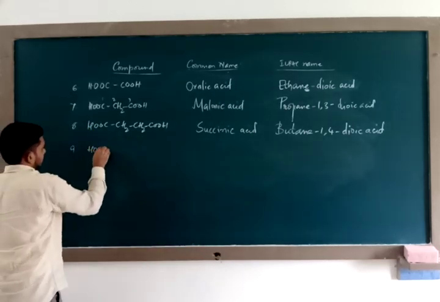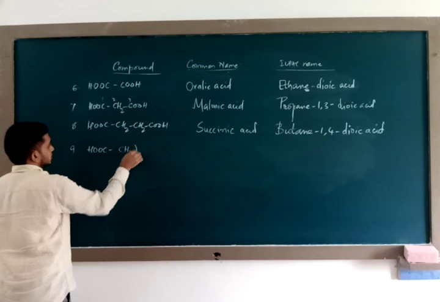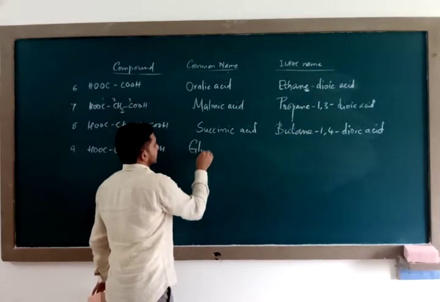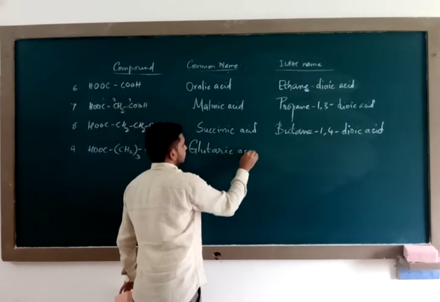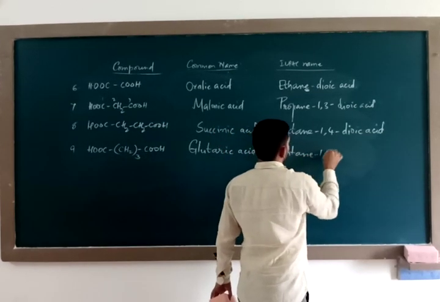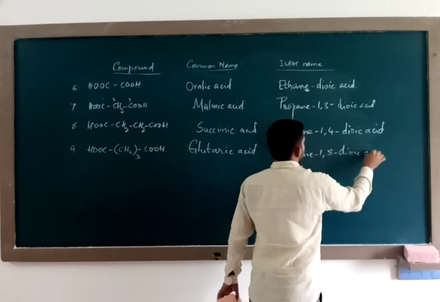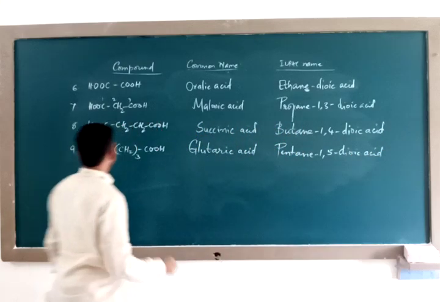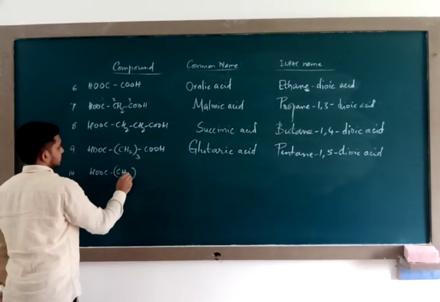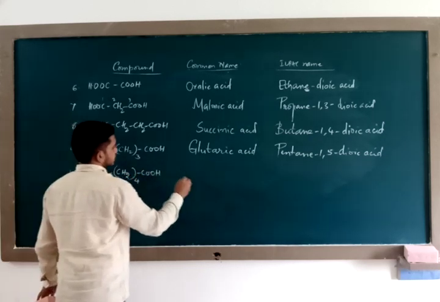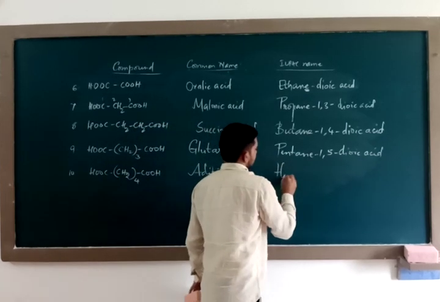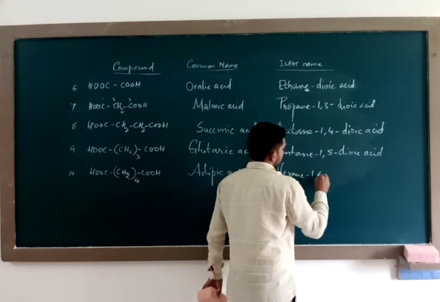Then two carbons were there, now introduce three carbons, three methylene groups. Its name is glutaric acid. IUPAC name pentane 1,5 dioic acid. Then introduce four carbons. Its common name is adipic acid. IUPAC name is hexane 1,6-dioic acid.